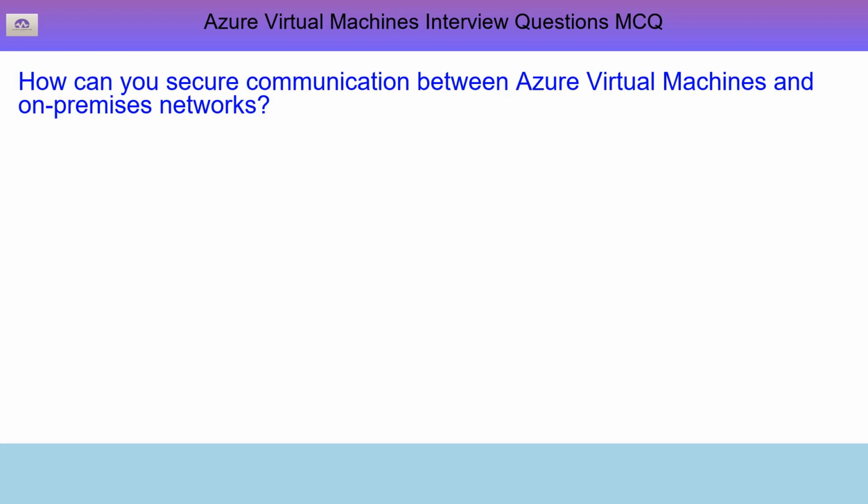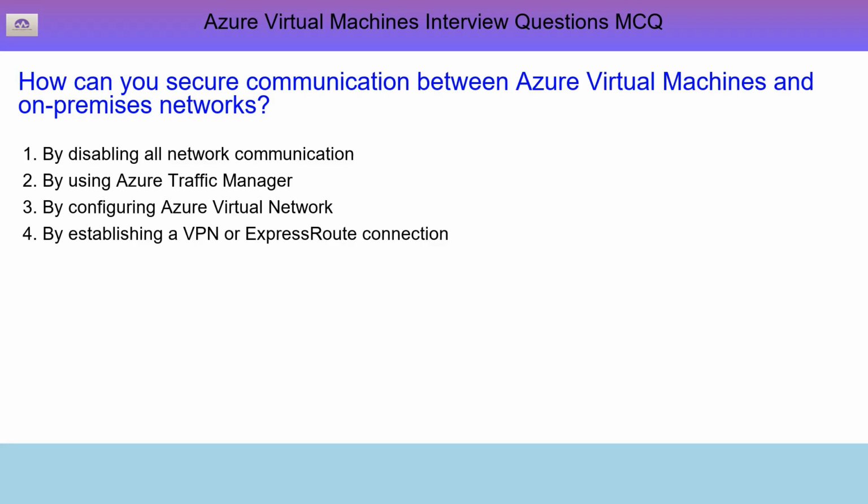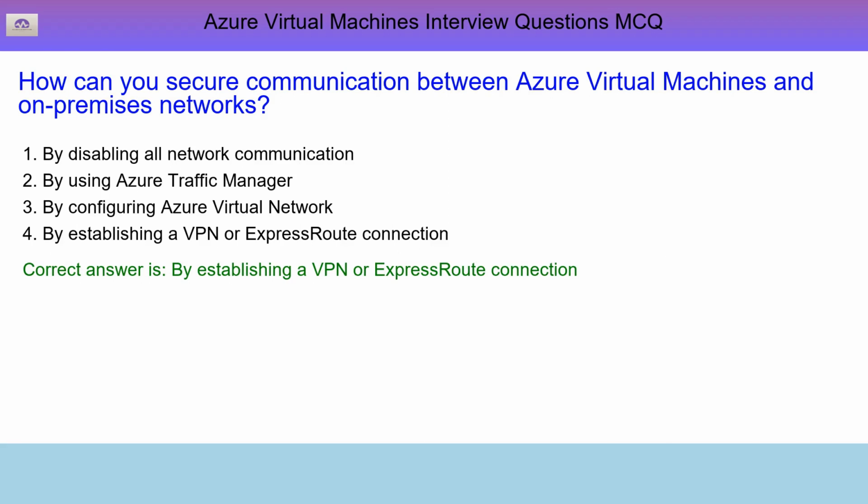How can you secure communication between Azure Virtual Machines and on-premises networks? Here are your options. 1. By disabling all network communication. 2. By using Azure Traffic Manager. 3. By configuring Azure Virtual Network. 4. By establishing a VPN or ExpressRoute connection. The correct answer is by establishing a VPN or ExpressRoute connection.